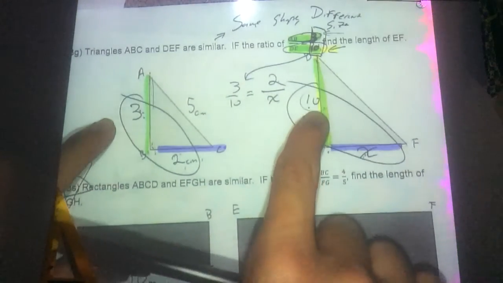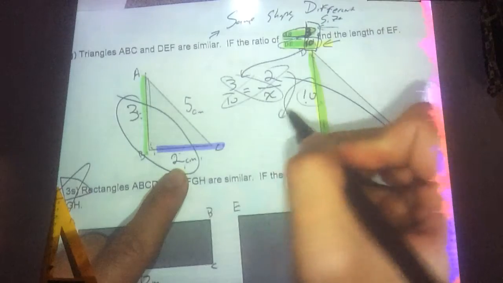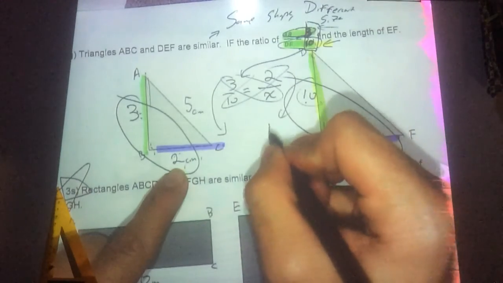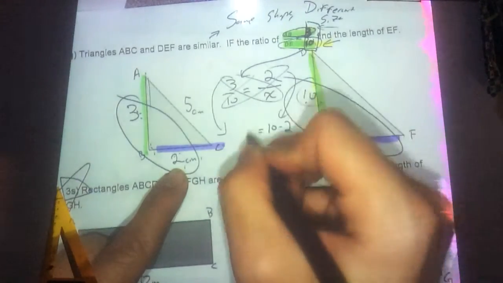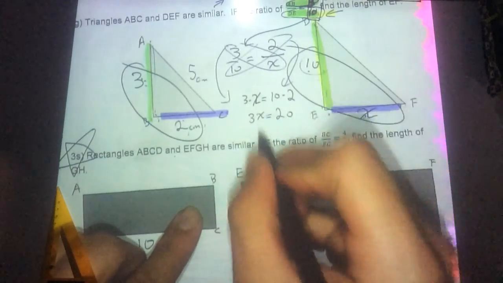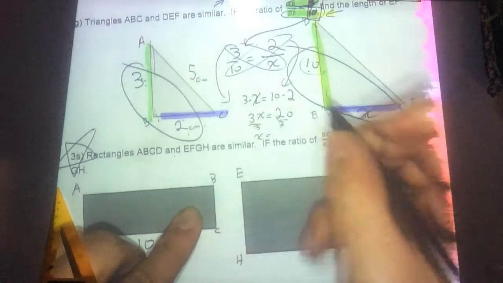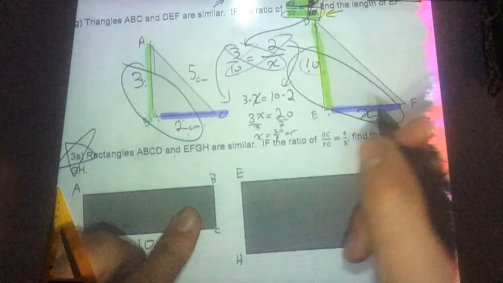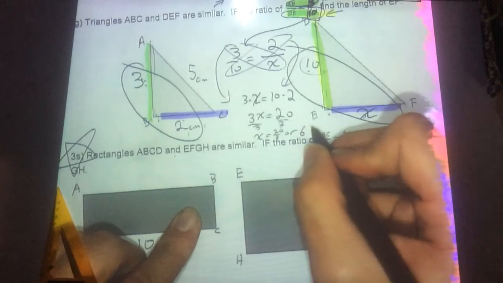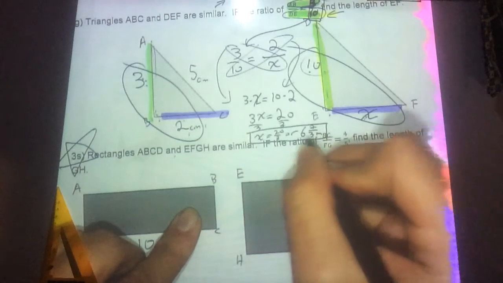So 3 over 10 and 2 over x. Now when I solve for x, it's going to be 10 times 2 is equal to 3 times x, which will give me 20 is equal to 3x. Divide both sides by 3, and x is going to be equal to 20 over 3, or 6 2/3. And I believe it's meters.